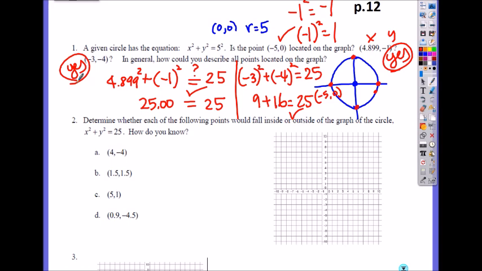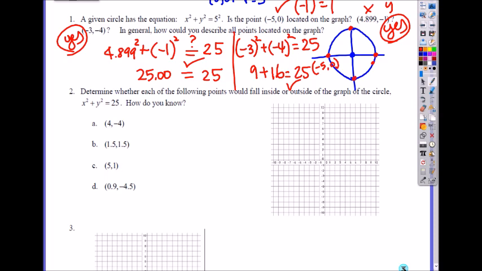Let's try more. Number 2. Determine whether each of the following points would fall inside or outside of the graph of x squared plus y squared equals 25. And how do you know? So now it's not just asking whether it is true or false, but is it inside or outside? Again, there are a few points that you can know for sure just by looking at the graph. Let's graph it first. So this one again is 0, 0. And the radius is 5. Same circle actually, right?